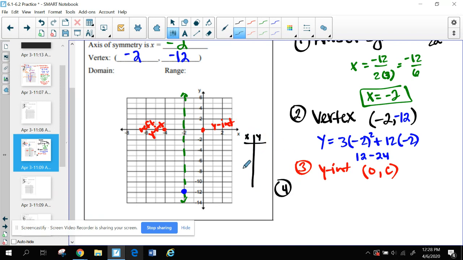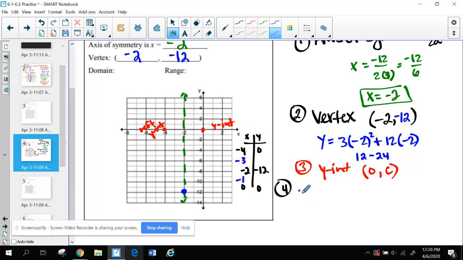So I'm going to put the vertex in the middle here, negative 2, negative 12. I know my y-intercept was at 0, 0. The reflection was negative 4, 0. So the last points I can fill in here are negative 3 and negative 1.